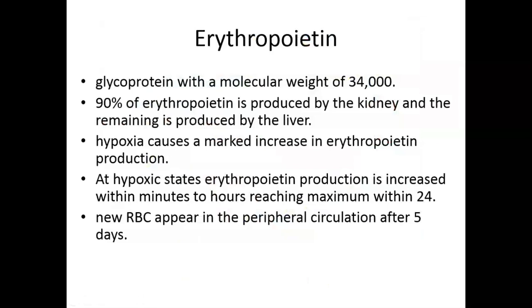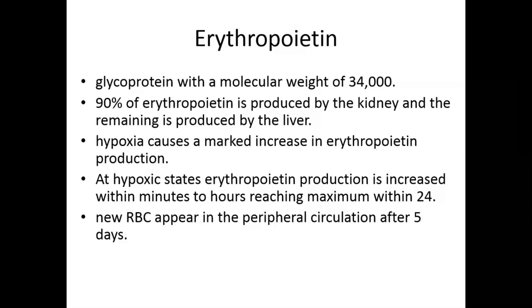Now, hypoxia causes a marked increase in erythropoietin production. In hypoxic states, erythropoietin production is increased within minutes to hours and reaches maximum within 24 hours. Of course it will go up within hours and reach maximum within 24 hours. But I don't expect to see new red blood cells in the peripheral circulation until after about 5 days at least. Why? Because red blood cells require time for their synthesis.